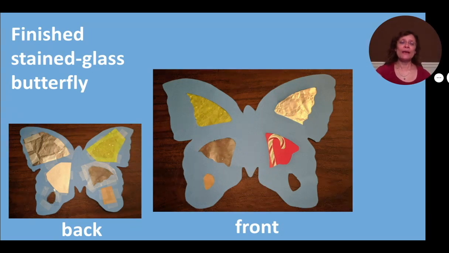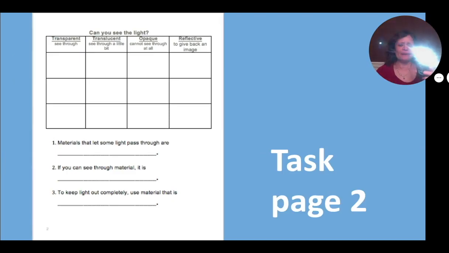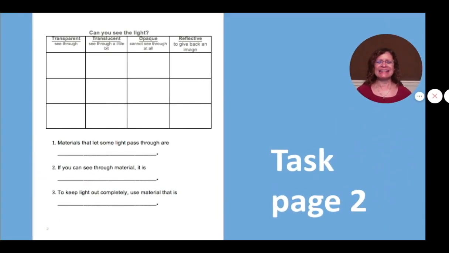Now, we are ready to test the different materials to see if a beam of light will pass through them. You are ready for step 3. In this, you will need a flashlight to shine on the different materials. I used the flashlight on my phone. Here's the second page of the task. In this chart, record whether the light passes through the material.